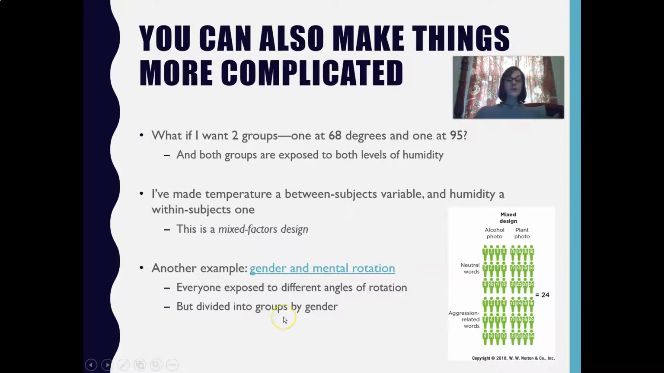But because I'm dividing people into groups on the basis of gender, and I do apologize, I am using a gender binary. Obviously, it's not that simple. But if I divide people into male versus female, that's not something I can randomly assign. And because of that, it has to be my between subjects factor.